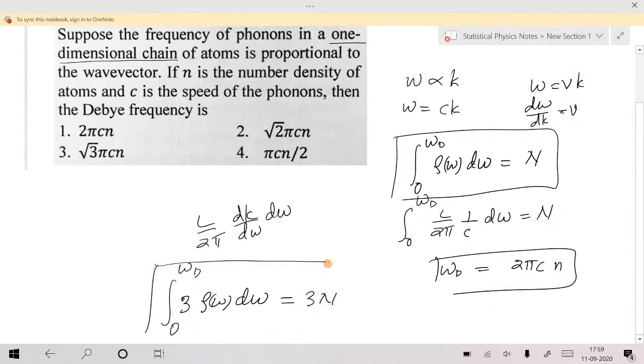This was what we used in case of three dimension. Obviously, this 3 got cancelled. But again, obviously, rho of omega d omega was different over there in case of three dimension. Here it is in case of one dimension. Don't forget, one dimension. Any question?